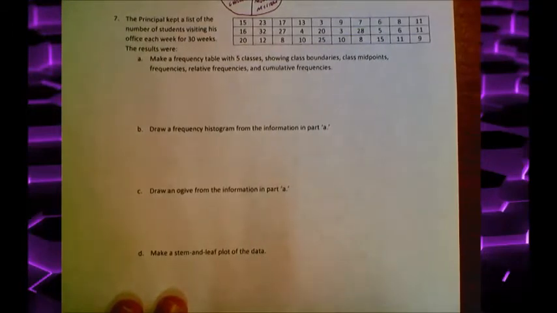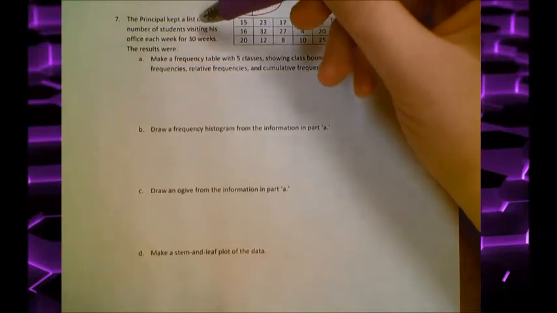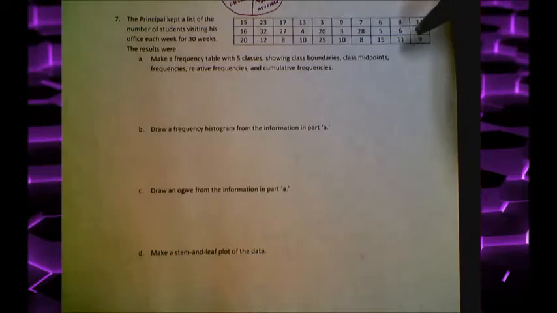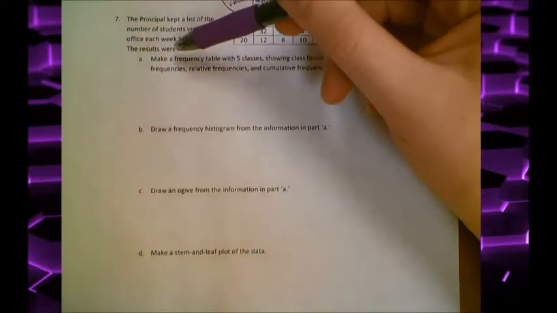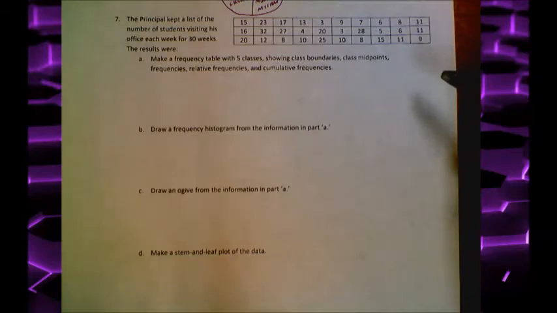So we have a large set of data here. This is how we're measuring principal visits per week over a course of 30 weeks. So we have 30 different data points here. What we want to first do is make a frequency table with 5 classes showing the class boundaries, class midpoints, the frequencies, the relative frequencies, and the cumulative frequencies. So we're told that we want 5 classes.